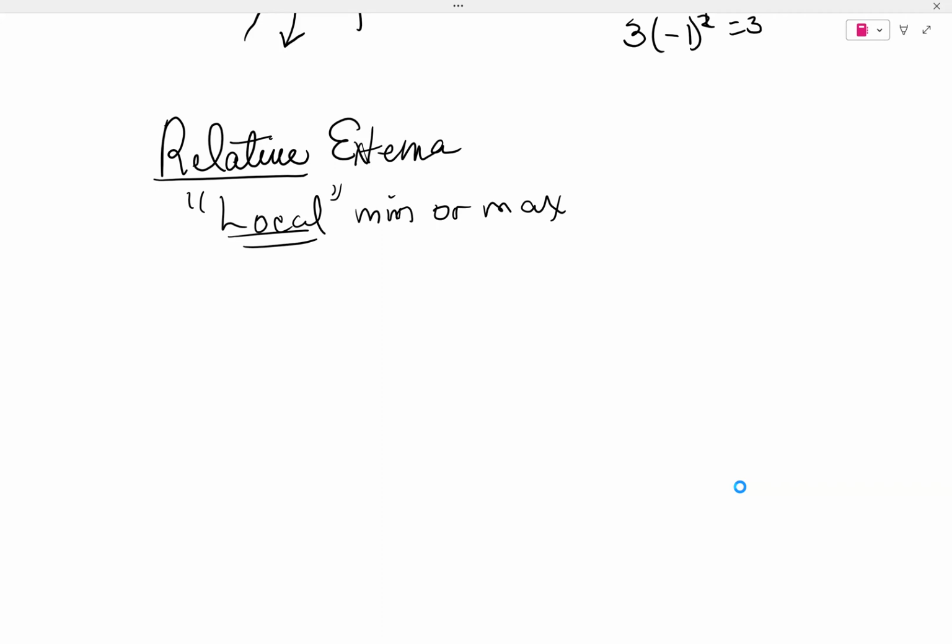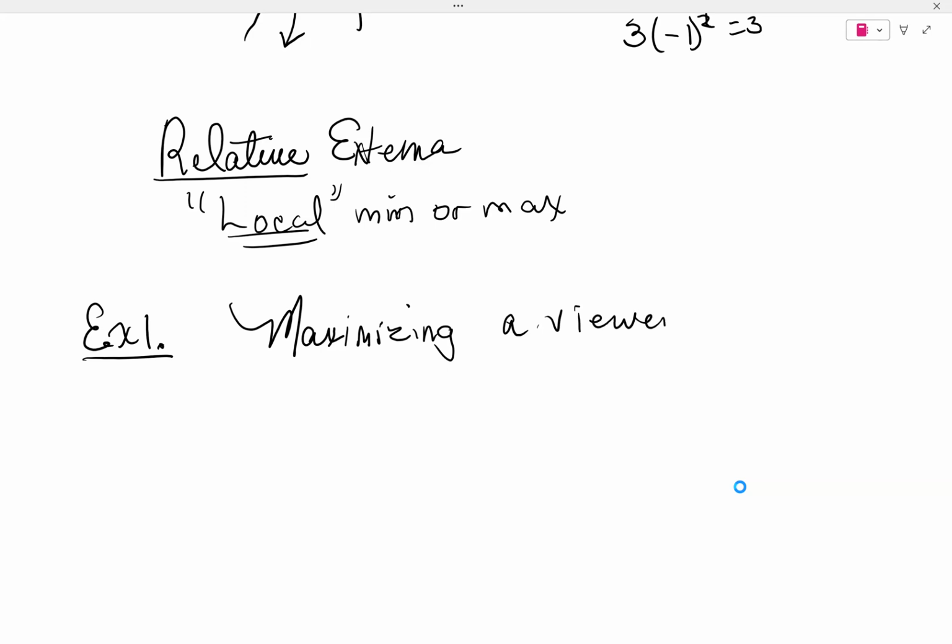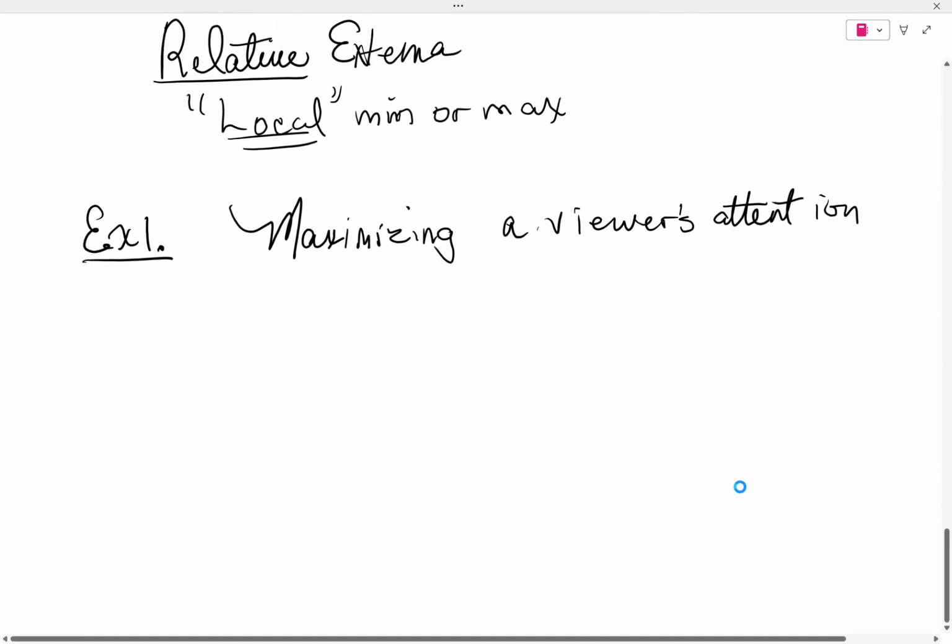And so the first example I want to toss at you is something that you could probably relate to. So I'll call this example 1 in the second part of the lecture, where I'm talking about something as simple as maximizing a viewer's attention. So this is like a work related question. It's a local max and min.